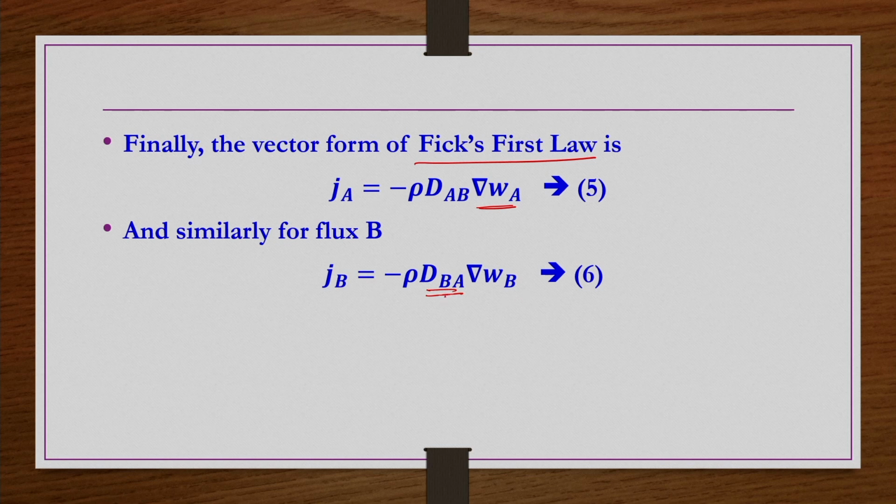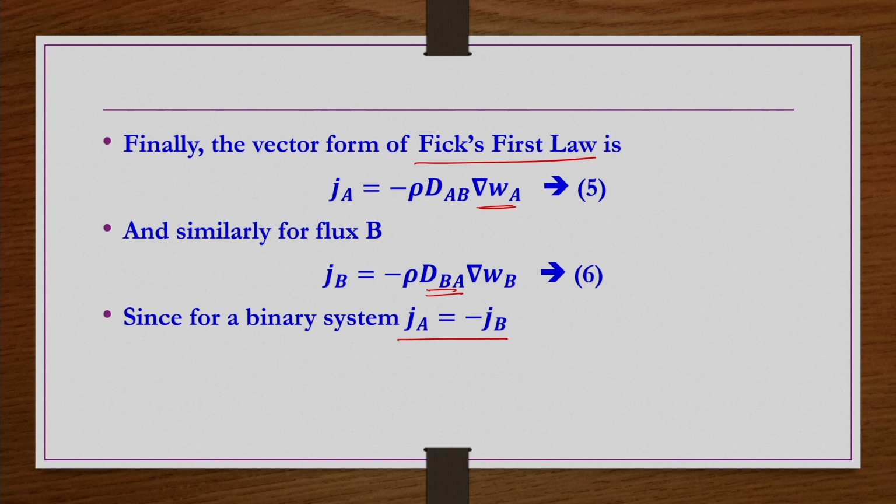Now, here component B is diffusing in A in equation number 6, whereas in equation number 5, A is diffusing in B. So, are they different or not, that we are going to see now, right. For a binary system, just now we have seen the summation of the mass flux should be 0. That is, when you add these two, what will happen? Or we take one flux is equal to the minus of the other flux, because we are taking a binary system. So, J A is minus rho D A B del W A is equal to minus J B, which is nothing but plus rho D B A del W B, right.